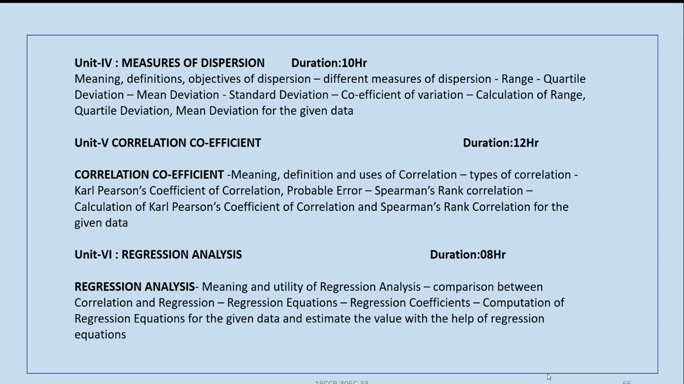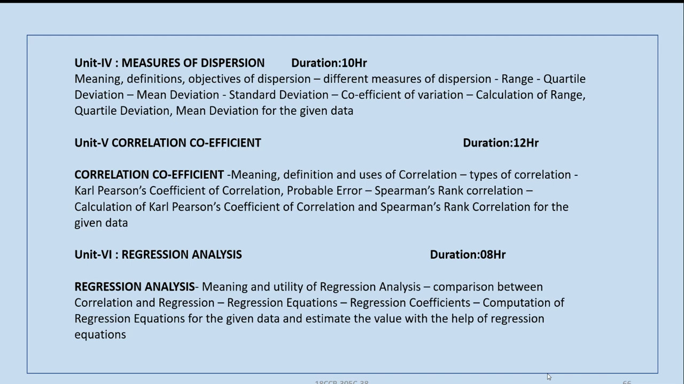In the fifth unit, we have learnt about the correlation coefficient, in which we have seen two methods, that is Carl Pearson's method and Spearman's rank correlation method. We have also seen the concepts of correlation by understanding the meaning, definition, and uses of correlation. And we have also seen different types of correlation.